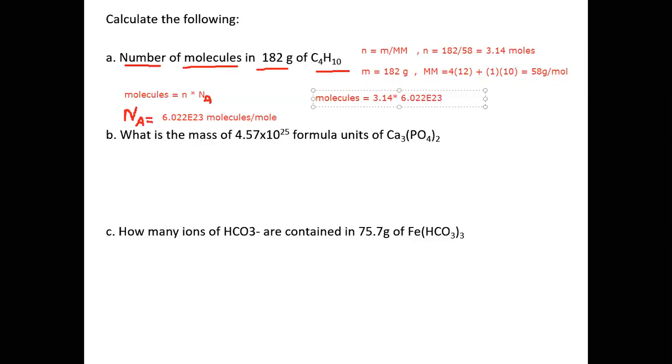So now we found the moles, we can find the molecules. Make sure you use order of operations, use parentheses. And it's going to be a really large number. We get 1.89 e to the 24th molecules. So that's how many molecules of C4H10 are in 182 grams of C4H10.